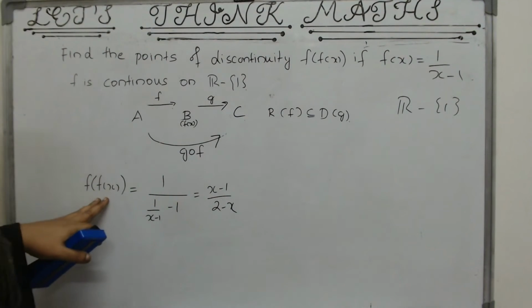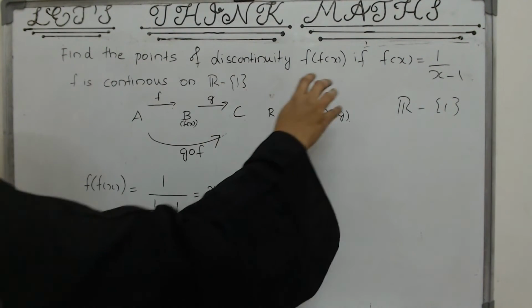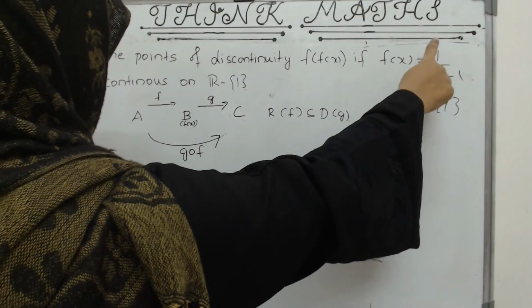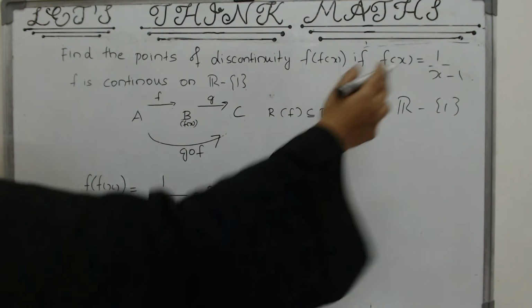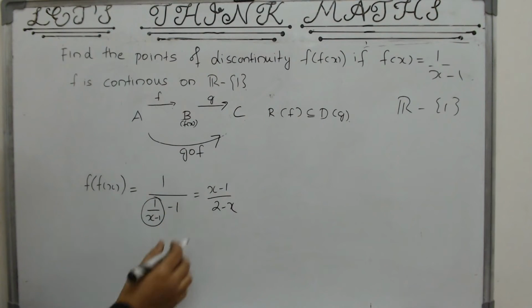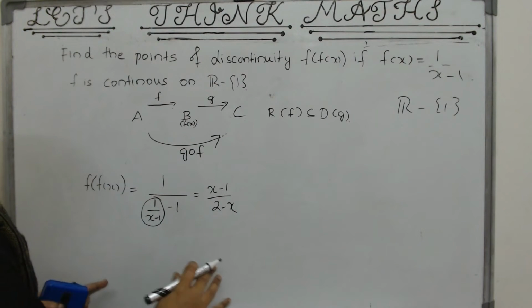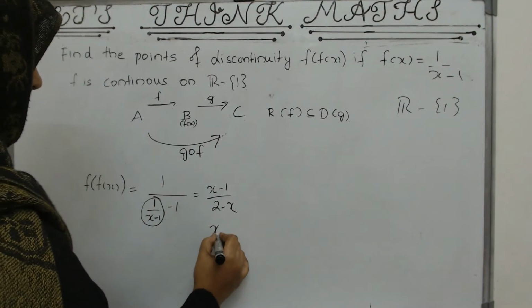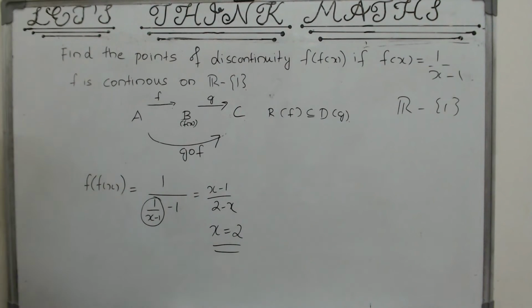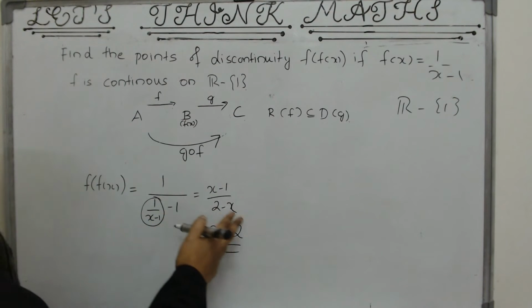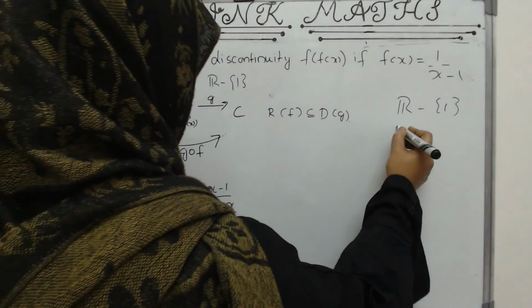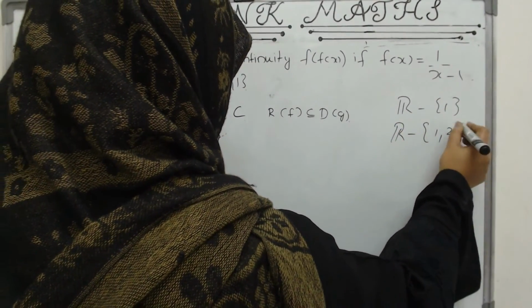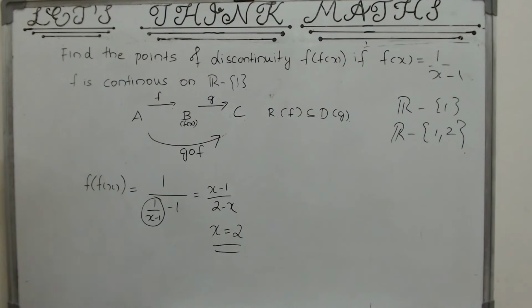Now f composition f of x is what? Wherever you see x, you substitute it with 1 by x minus 1. Here you have your x. Instead of that x, put 1 by x minus 1. Then you get this. The minute you see that, what should you know? It cannot be continuous at x is equal to 2. It cannot be there. It has to be removed. Why is that? Because this function cannot be defined at x is equal to 2. It tends towards infinity. So we have already removed a 1. Now you remove a 2 also. So, except for these 2 points.